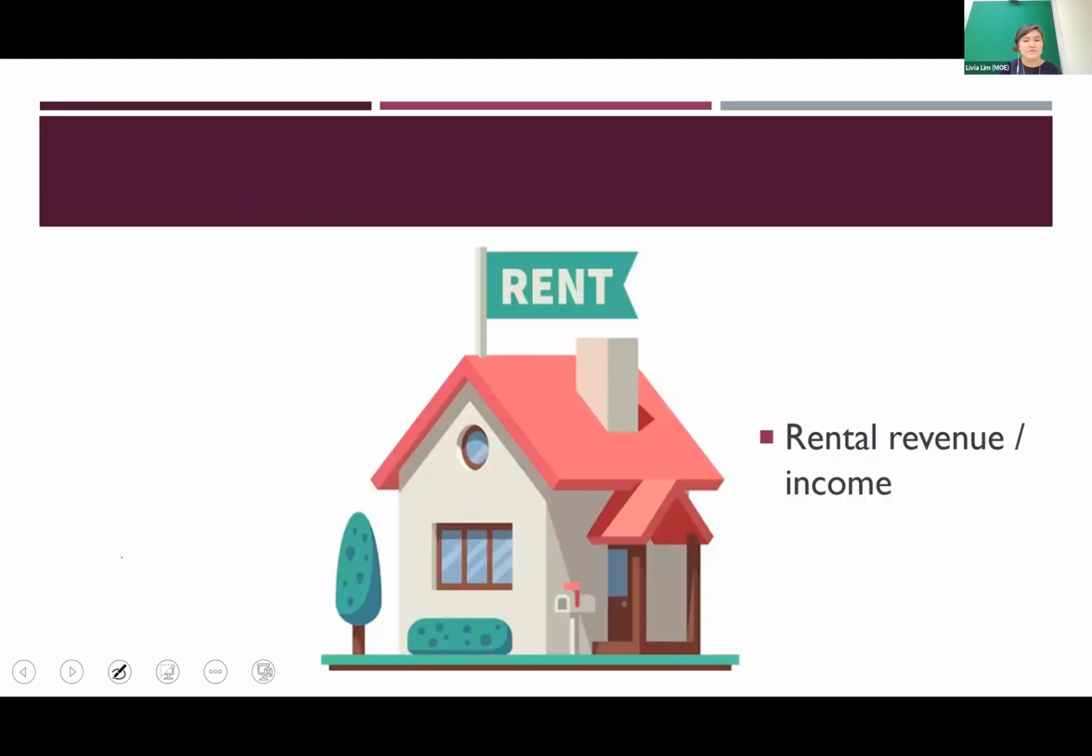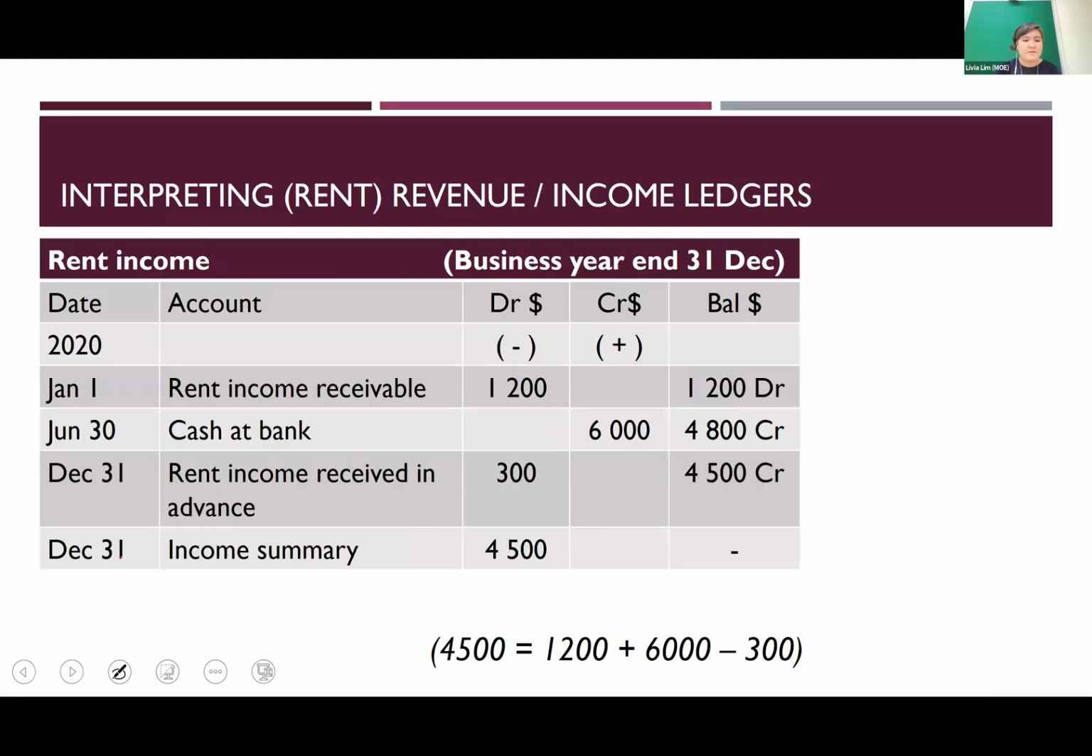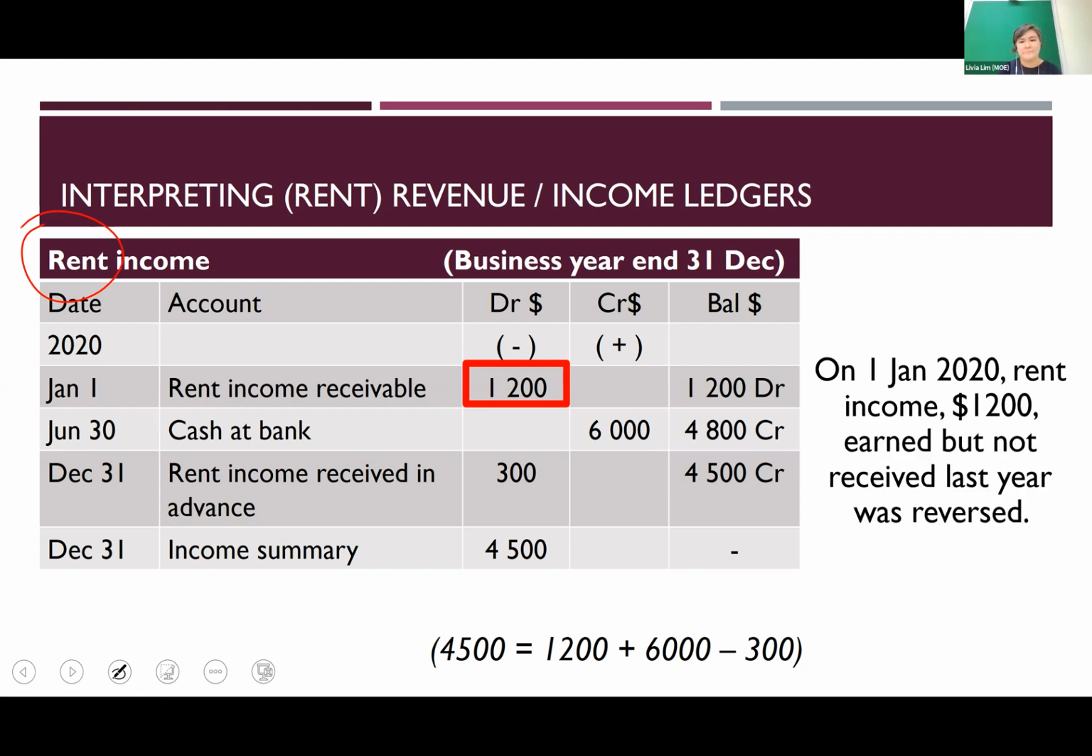All right. So now we're going to try to do some rental revenue or rental income. So this is an example of a rent income or rental revenue. Now, of course, it can be anything. It can be service fee income, commission revenue, basically anything. Just need to substitute the name of the income. Okay, so in this situation, we start off first with the $1,200 rent income receivable, what is happening on 1st of January.